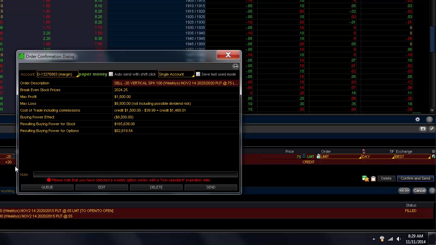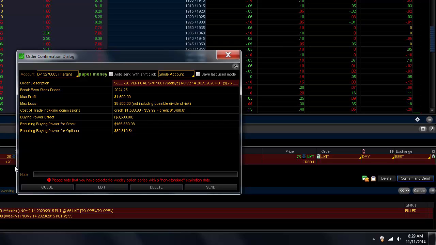Stock price, gross approximation, that gives you an idea of where your break-even mark is. That's approximately right now. Break-even can change over the next few days. Index options do not have dividends, so you don't have to worry about that.